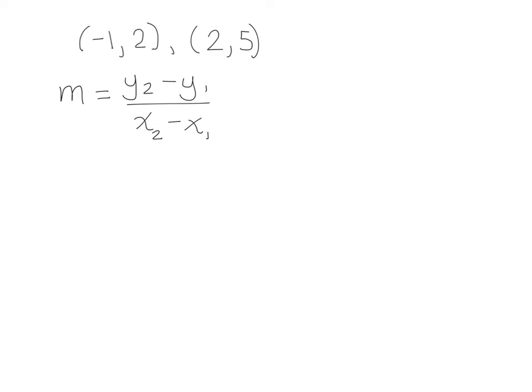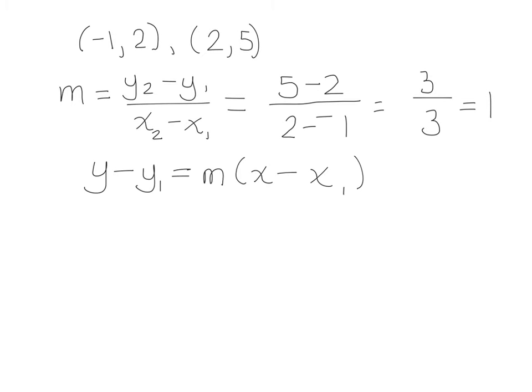We know that this is our slope formula, so we can take the y's and subtract them. So I'll take the second y minus the first y, and then in the denominator take the x's and subtract them. So I'll take the second x minus the first x. On top, 5 minus 2 is 3. On bottom, 2 minus negative 1 is also 3. And 3 divided by 3 is 1. So our line has a slope of 1.